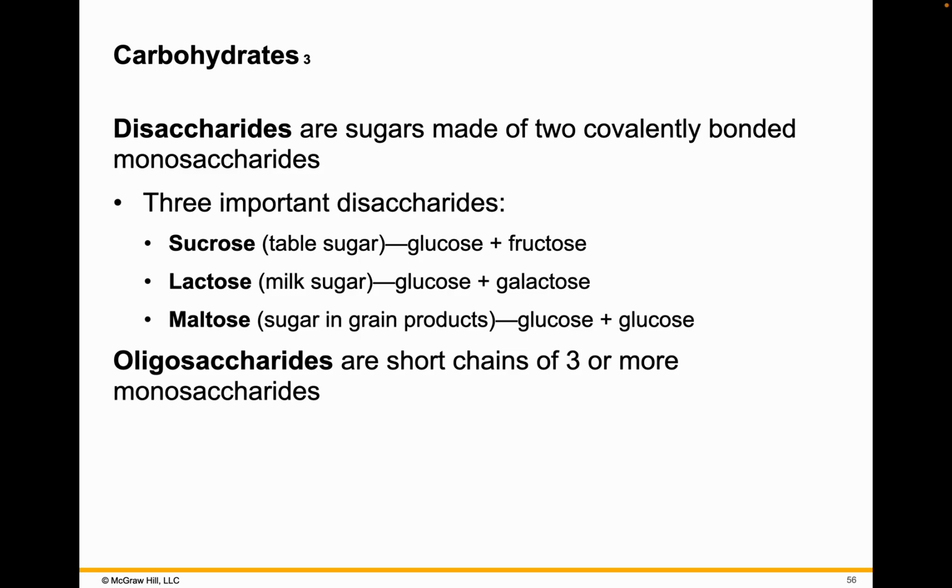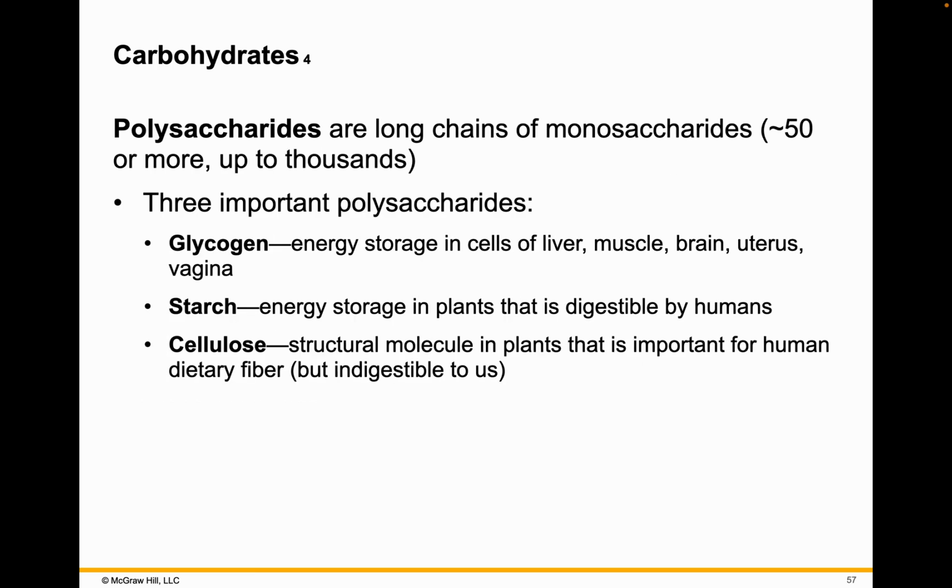Oligosaccharides would be short chains, 3 or more monosaccharides, but from disaccharides, we generally go to polysaccharides, which are long chains of monosaccharides, 50 or more, up to thousands. There are three important polysaccharides for us: glycogen, which is the energy storage molecule in the liver; starch, which is a similar molecule but made in plants, and is digestible by humans; and cellulose, which is also made in plants. It's important. We call it fiber in our diet, but we cannot digest it, but it's still important.